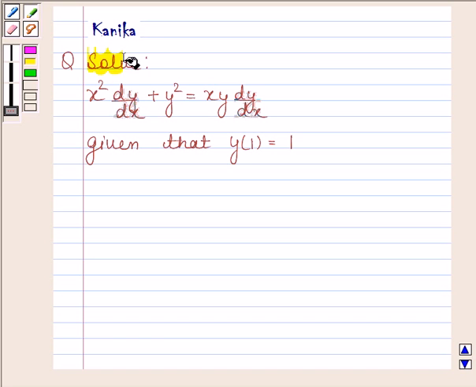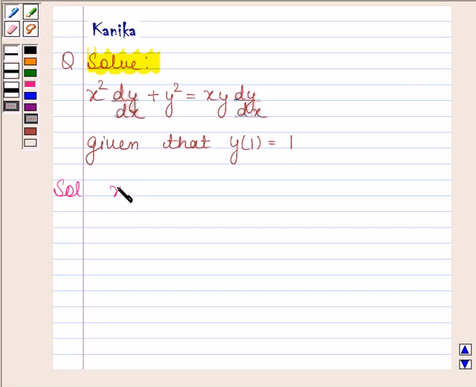The question says, solve x squared into dy by dx plus y squared equals xy into dy by dx, given that the value of y is 1 when x is equal to 1. Let's now begin with the solution.